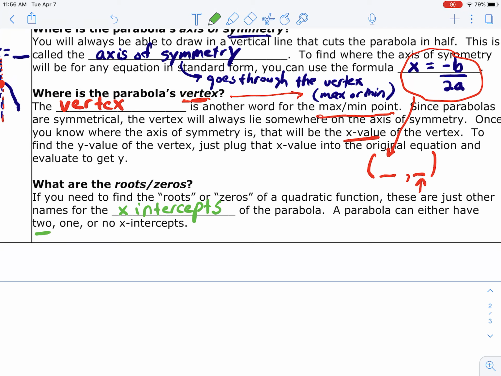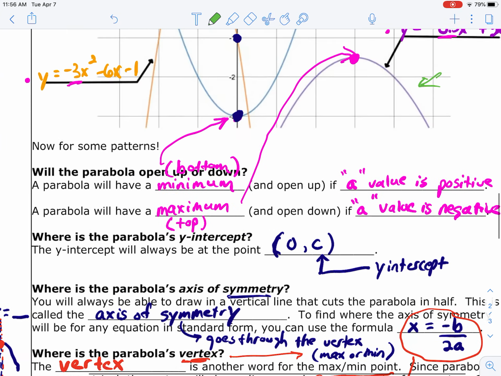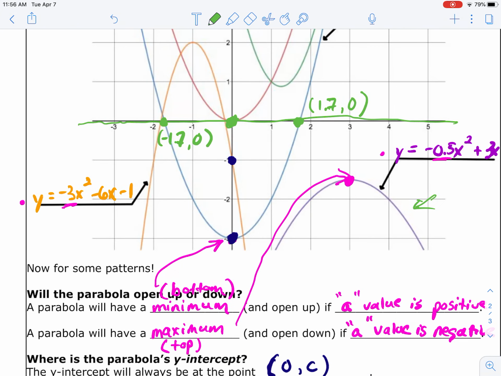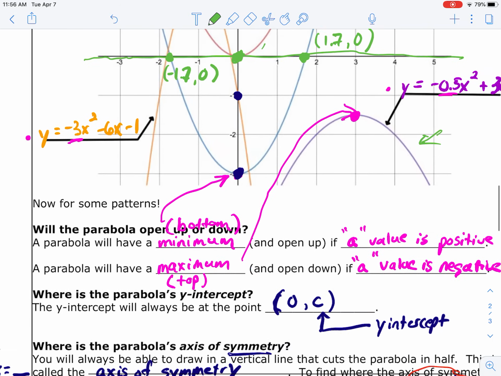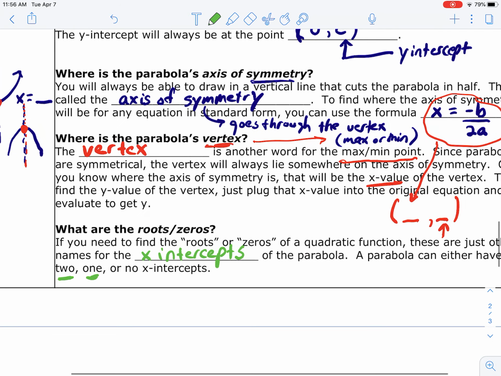So sometimes a parabola can have two x-intercepts, like I talked about above. Sometimes it can have one x-intercept if its maximum or minimum point, like this one right here on the red parabola, is right at the x-axis. And sometimes if it never crosses the x-axis, then obviously it's not going to have any x-intercepts and therefore it won't have any zeros.